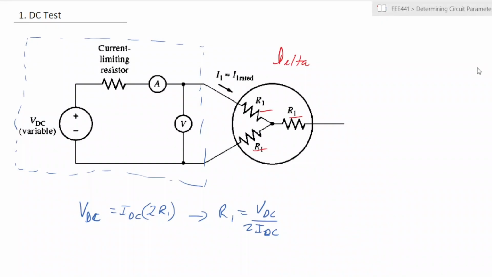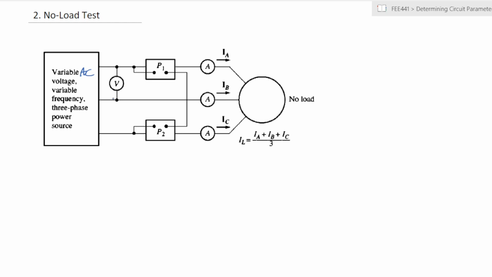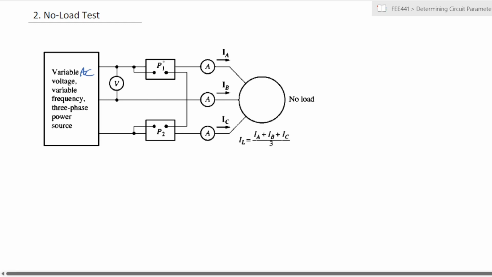Next, we look at the no-load test. In the no-load test, we apply a variable AC voltage with variable frequency from a 3-phase power source. At the same time, you are able to measure the input power through these two, using the two-wattmeter method of measuring power. You have various ammeters connected along each line, and a voltmeter that measures the value of the voltage that you are supplying.